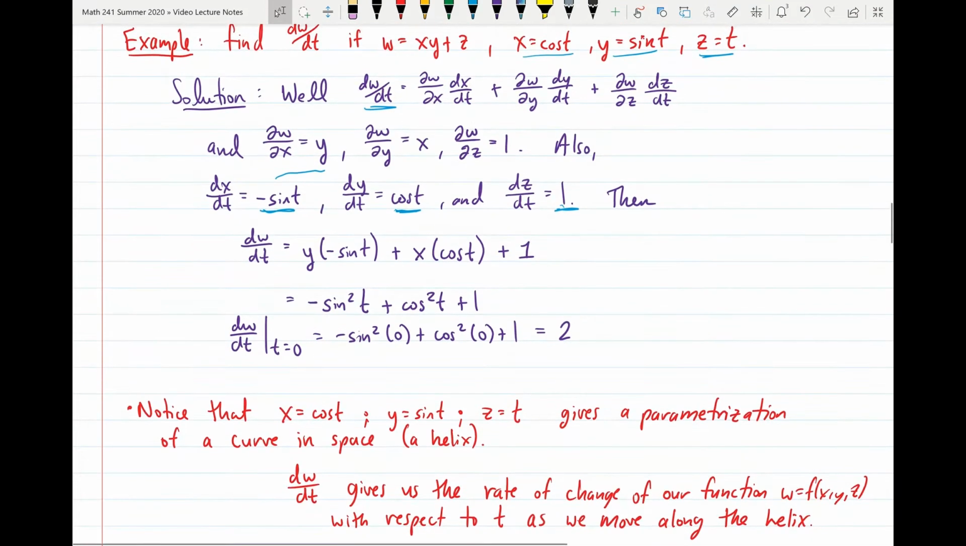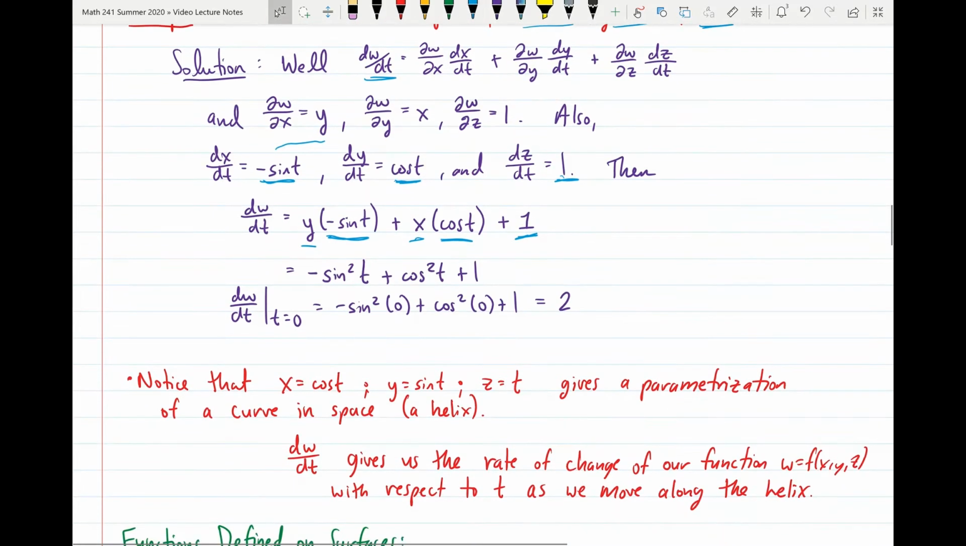So we find that the derivative of w with respect to t is equal to y, which is the partial w with respect to x, times the derivative of x with respect to t gives us this negative sine t, plus x times cosine of t plus 1. And if you want to just verify where all of those different values are coming from, then just pause the video and look up above at the partial derivatives and the ordinary derivatives that we just calculated.